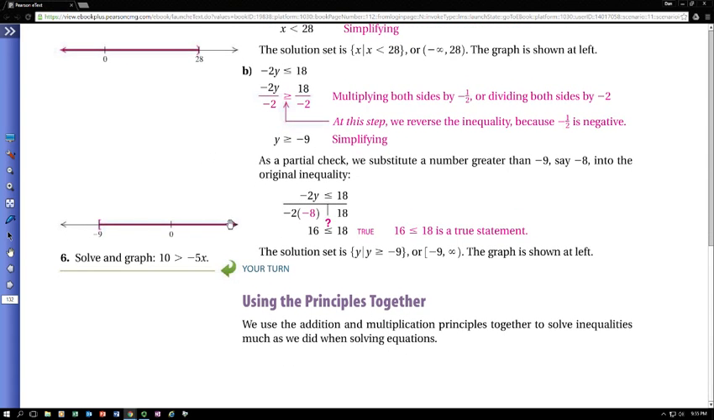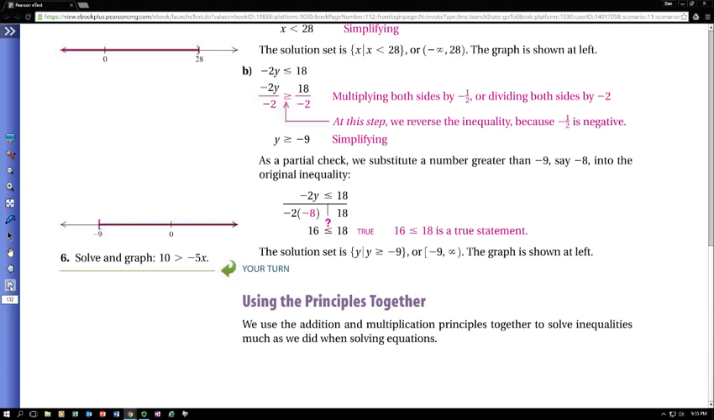So I do the graph, check your answer. If the graph works or the solution works, then I'd finish it and I'd use set builder notation: y, the set of y such that y is greater than or equal to negative 9, or interval notation, which would be square bracket negative 9 to infinity, round bracket.